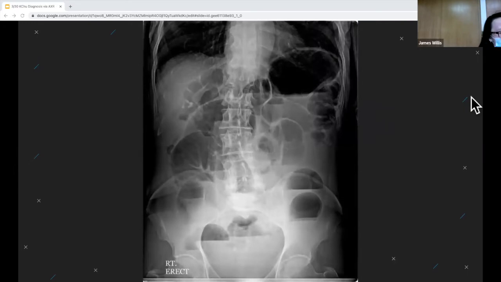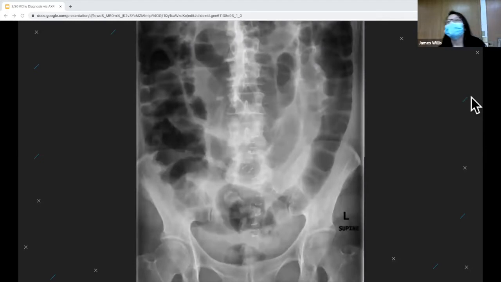Can you describe what you see and what you think the diagnosis is? I see, particularly in the lower abdomen, air fluid levels, and then dilation of the bowel loops. Yeah. So this is an upright X-ray. You see dilated bowel loops, probably greater than 3 centimeters. There's air fluid levels, so likely this is an SBO. Great. Taylor.